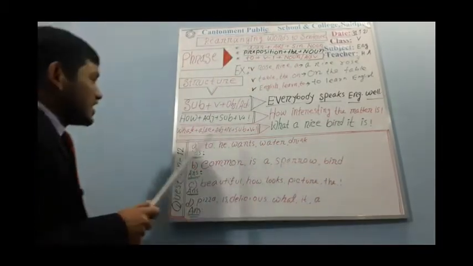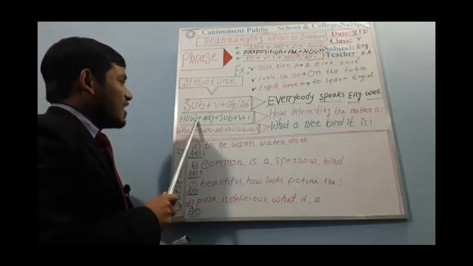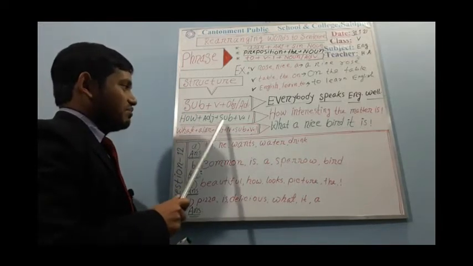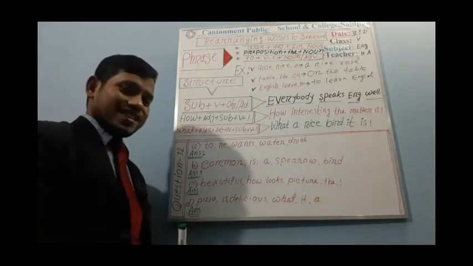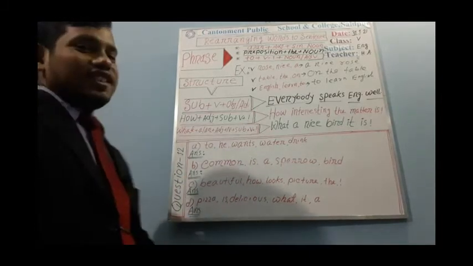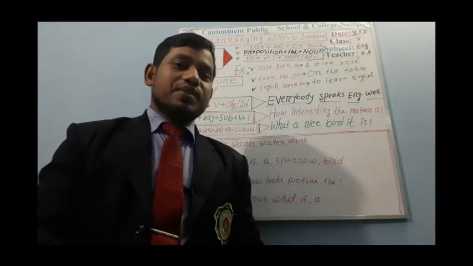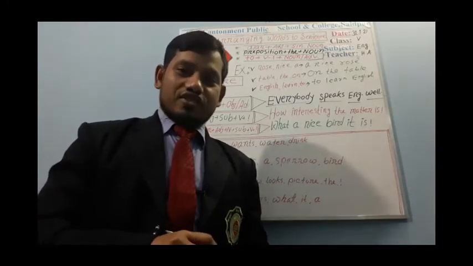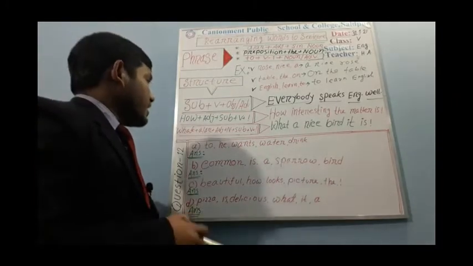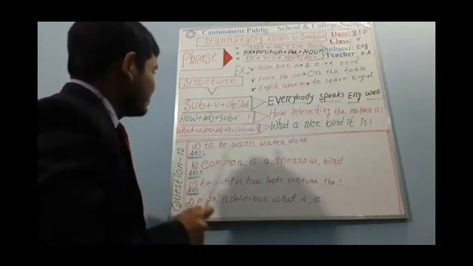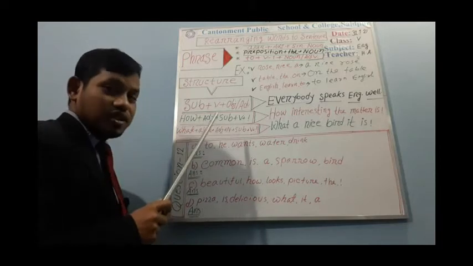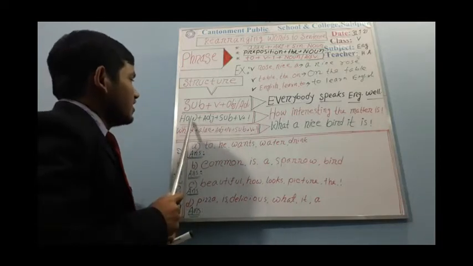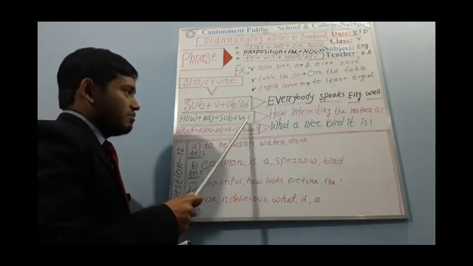Second one is how, adjective, subject, verb, exclamatory marks. Sometimes you face in your exam to make an exclamatory sentence, okay? If you want to make an exclamatory sentence, what should you follow? You should follow these 2 rules, 2 techniques. First technique is how, adjective, subject, verb, exclamatory marks.